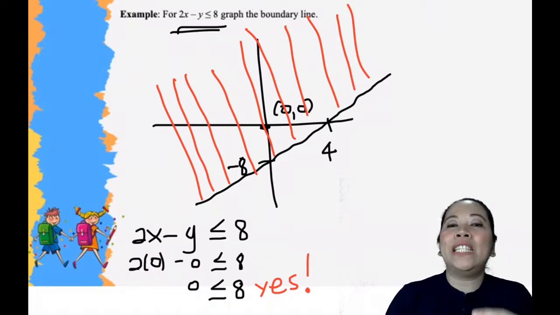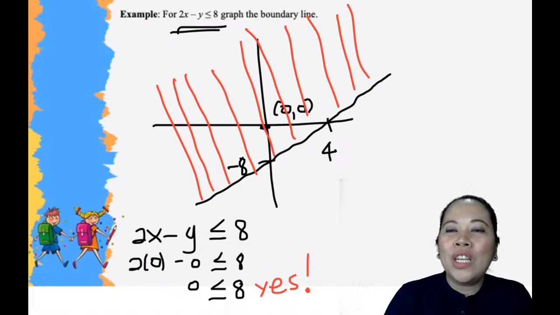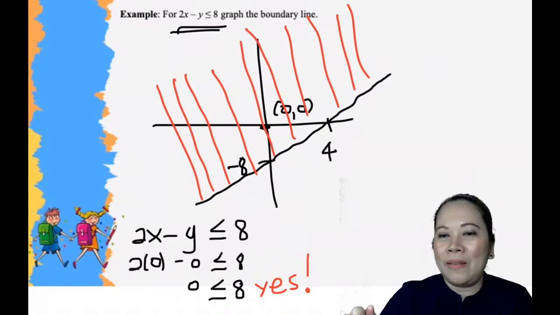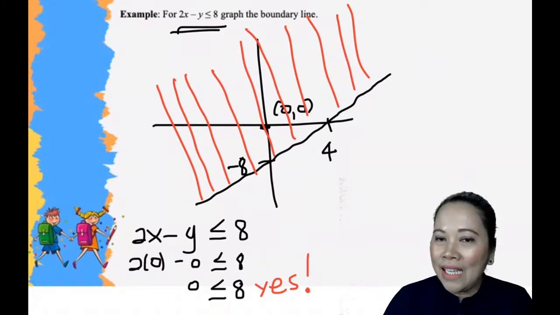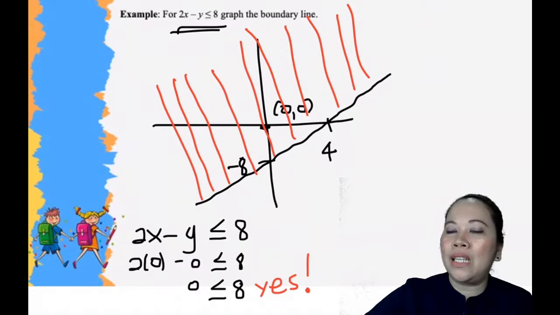Okay, so if it is a yes, you shade that side where 0, 0 is. If it is a no, you shade the opposite. So how do we know it? Like this one.